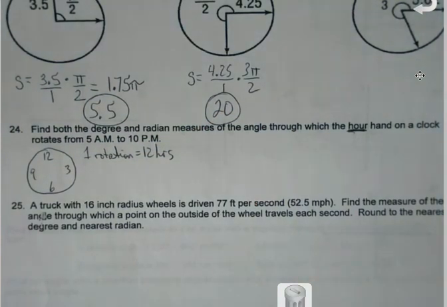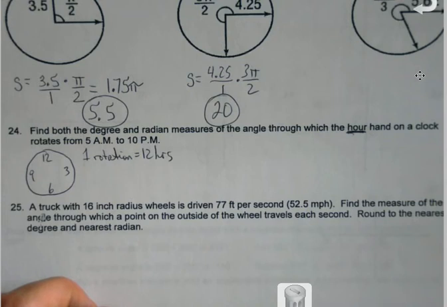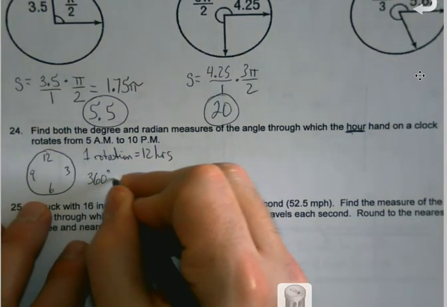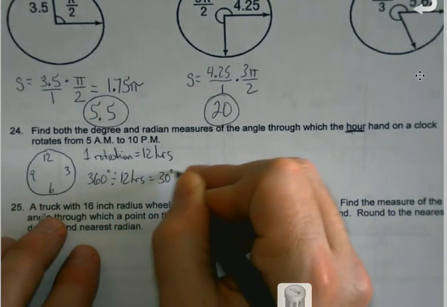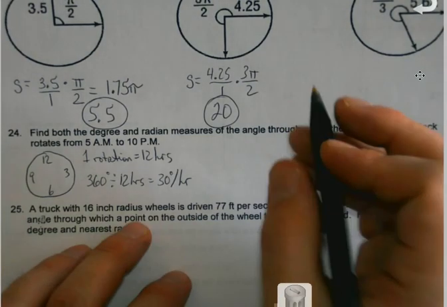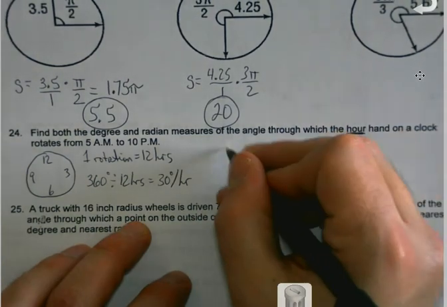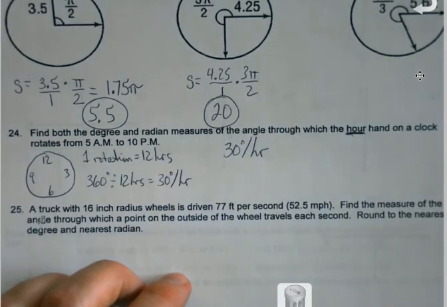Now, if they just said minute hand, it would have been 1 hour because it gets around to the same place every hour. So for any circular clock, how many degrees is a full rotation? 360. So 360 degrees divided by 12 hours tells me that I'm rotating 30 degrees an hour. So then all I have to do now is say, if I'm rotating 30 degrees an hour, how many hours is it from 5 a.m. to 10 p.m.?